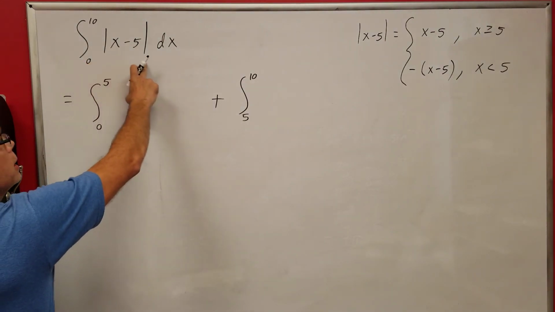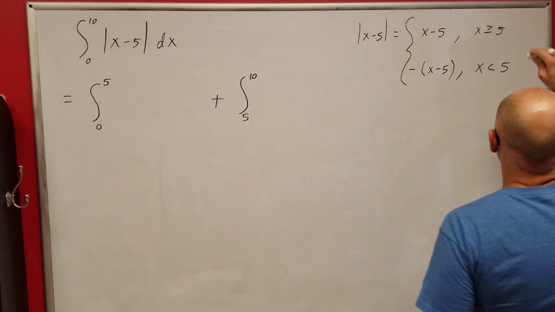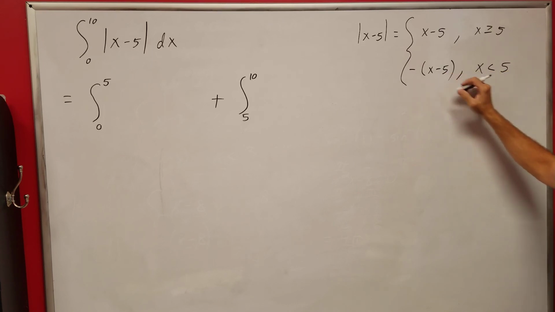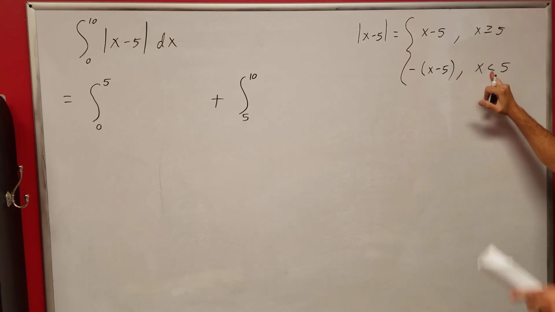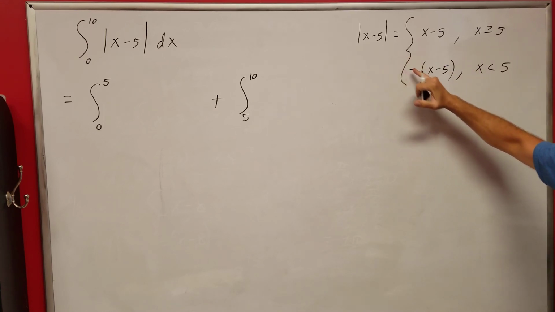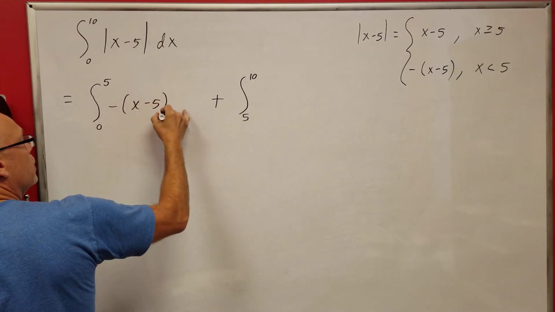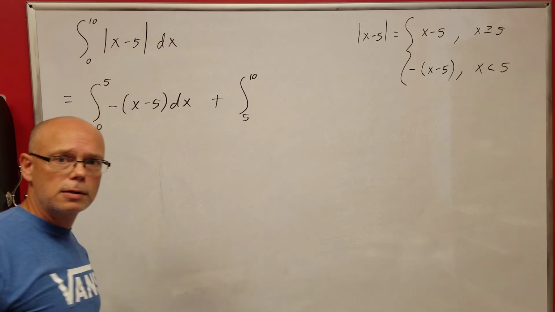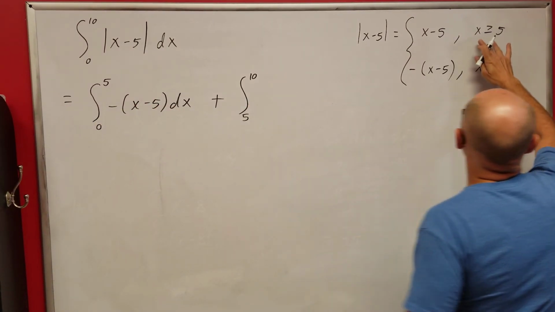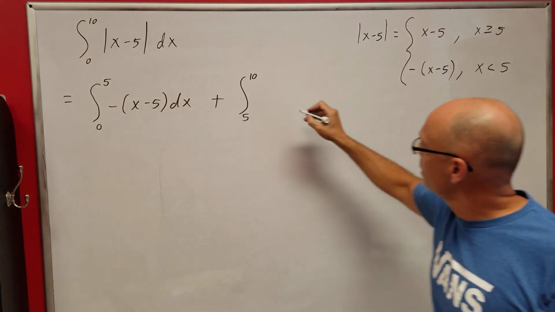Now, if I want to integrate this from 0 to 5, does that fall in the top section or the bottom section? The bottom one. Less than 5, right? From 0 to 5. So I'm going to use this piece of my function for the absolute value. So I'm going to integrate negative x minus 5 and put your dx. How about from 5 to 10? Isn't that like this portion right here? So instead of absolute value, I'm going to write in x minus 5.